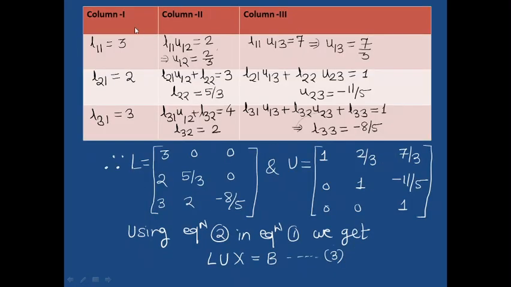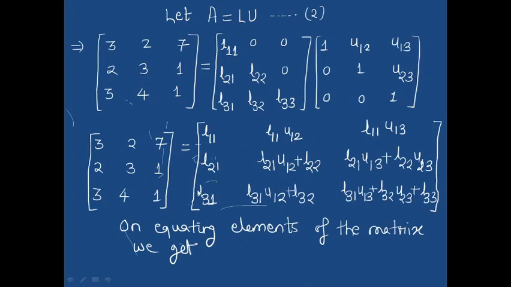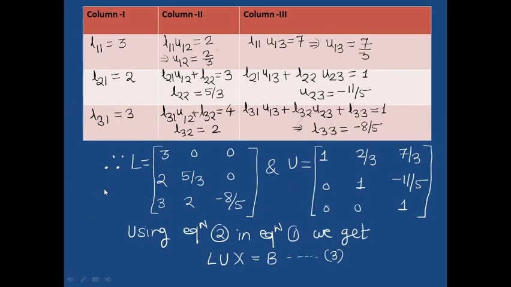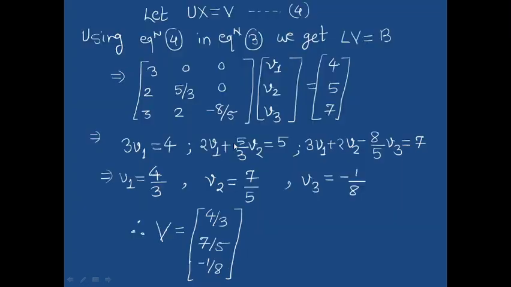So what is the sequence? Column 1, column 2, column 3, like this I have presented the table over here. What will we do? We will first equate the elements of the first column. So L11 equal to 3, L21 equal to 2, L31 equal to 3. So we get the elements of the first column. Then after that we will equate the elements of the first row. So 1 is already equated, only 2 more are left.